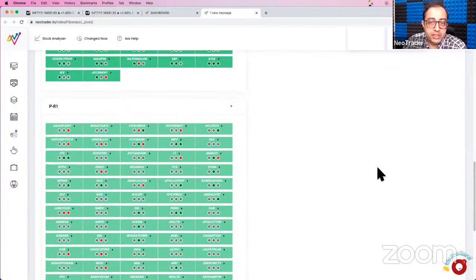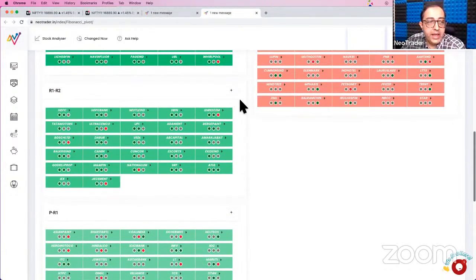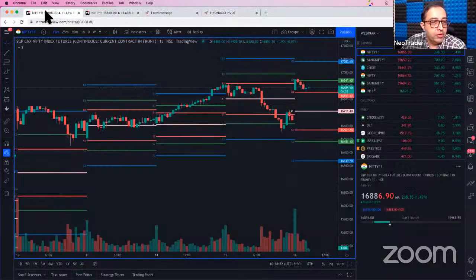But then stocks which have given some movement are the stocks which are placed out here. Here you can see these are the stocks which have come out of R1 and they are looking to head higher. So now you can take any stocks from here, any stocks which were moving well yesterday. For example, let's take Dabur. If you go into the charts, let's take a look at Dabur.